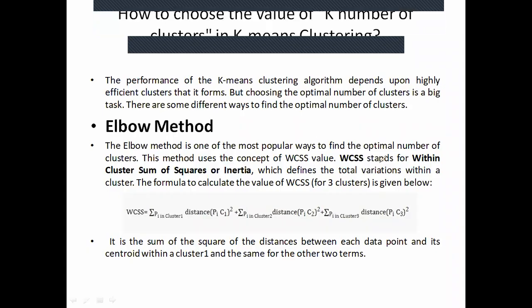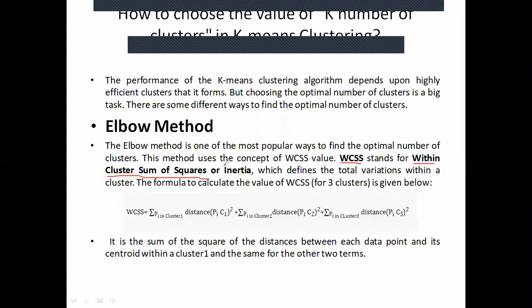In this case, we will find out the value of WCSS. WCSS is the within cluster sum of squares. That means within a cluster, we need to find out how much variation there is.